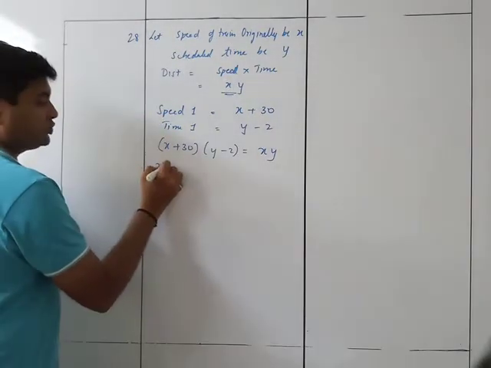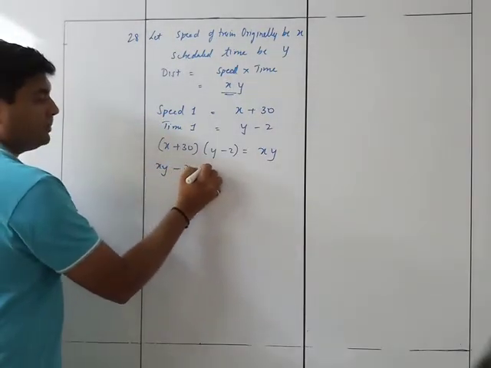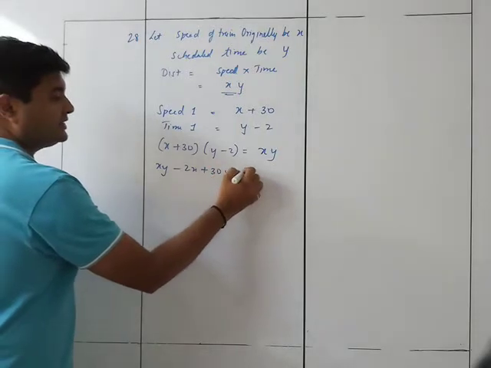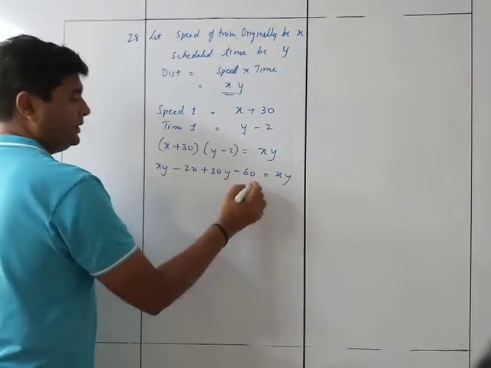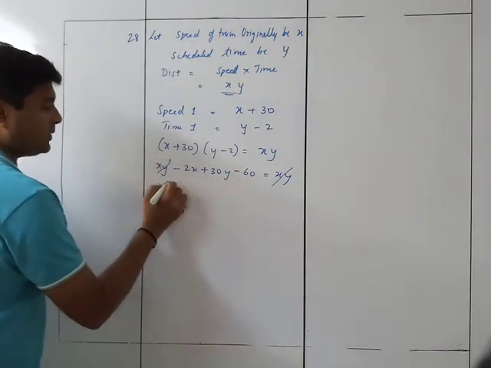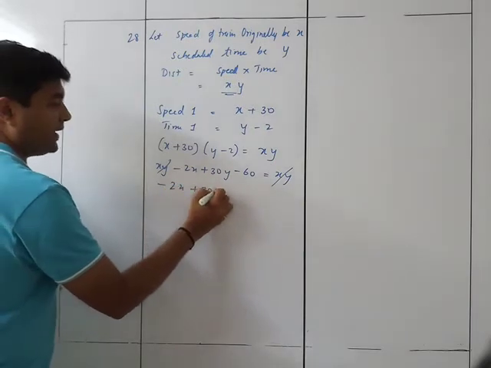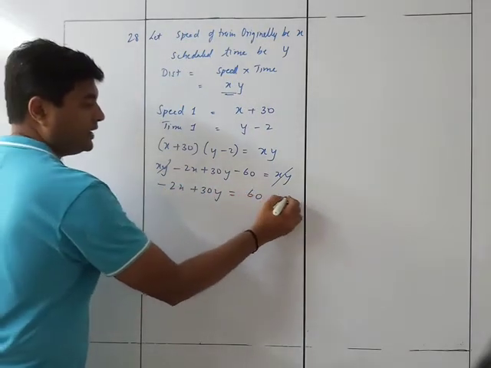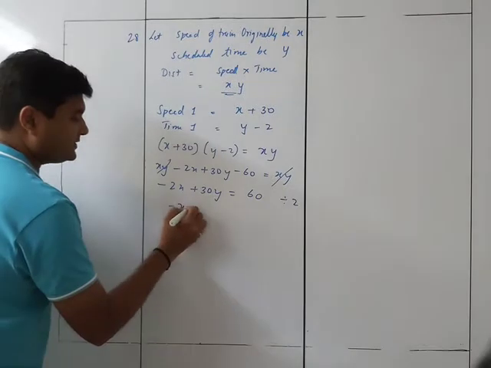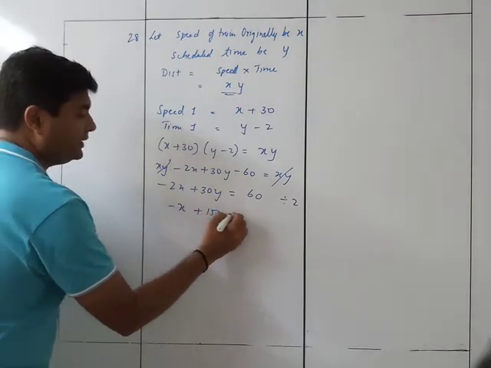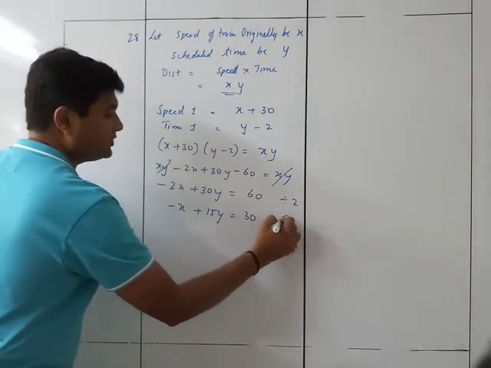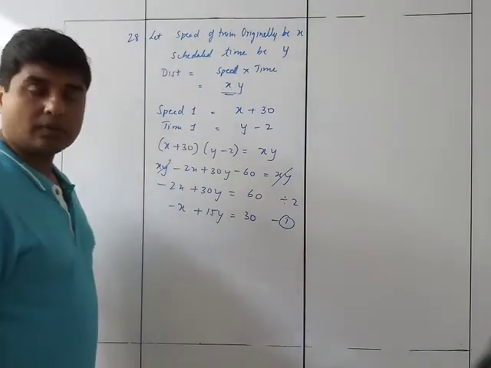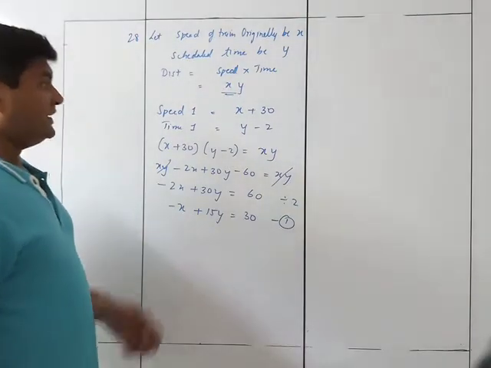Multiplying this, we get xy minus 2x plus 30y minus 60 is equal to xy. xy and xy get cancelled. We get minus 2x plus 30y is equal to 60. You can divide it by 2 to get it as minus x plus 15y is equal to 30 as the first equation. Right? Let's see the other condition.